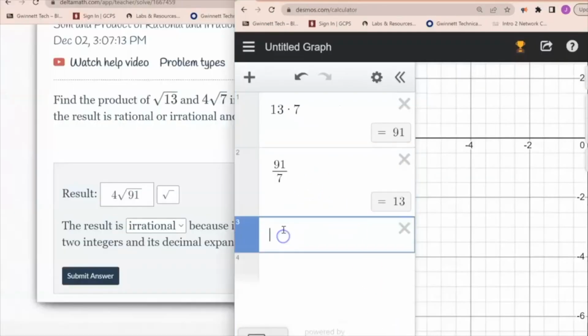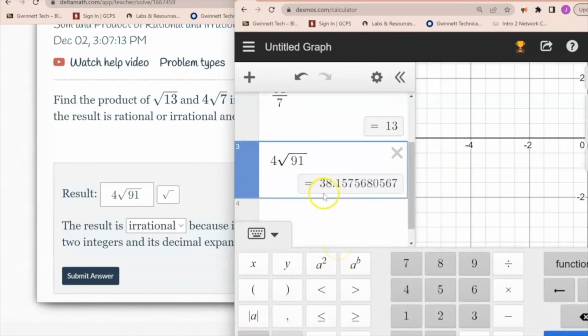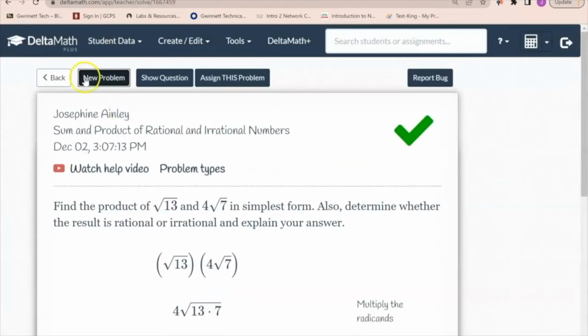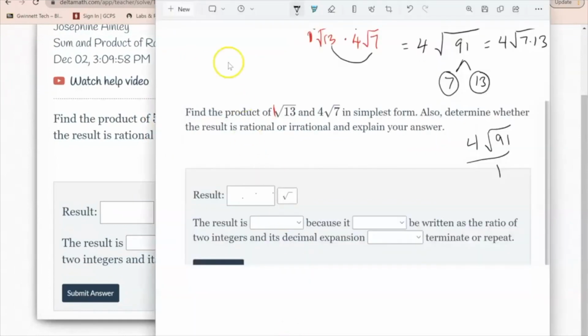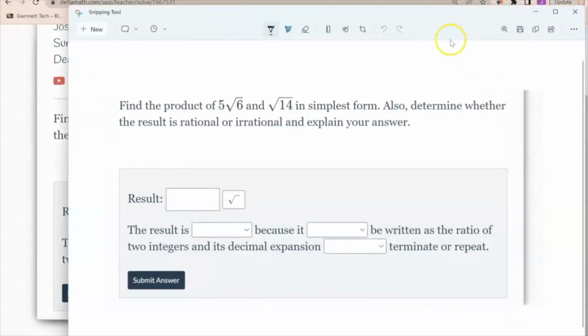And I'll just prove that to you really quickly using the calculator. So it was 4 radical 91. See, it doesn't repeat and it goes on forever. If you can't simplify the radical, then it is irrational. If you can simplify the radical, then it's rational. All right, I will do a couple of these just to make sure that you're okay. So the product of these two numbers, let's go ahead and do that. And as soon as you're comfortable, you can go ahead.